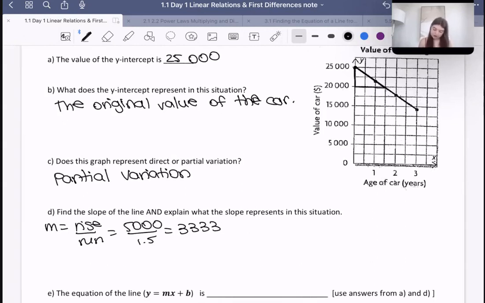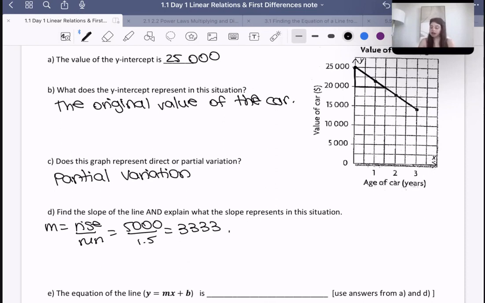All right, so there's the slope. And basically, what does it represent in the situation? It represents the value lost, right? The depreciation, in other words. It represents the depreciation per year. So every year it depreciates by $3,333.